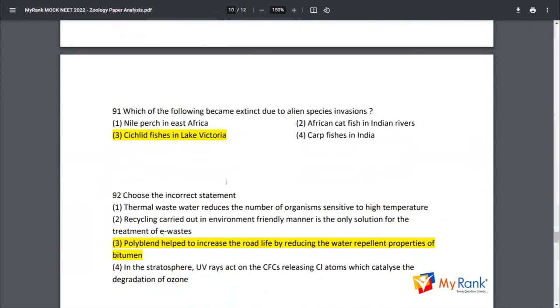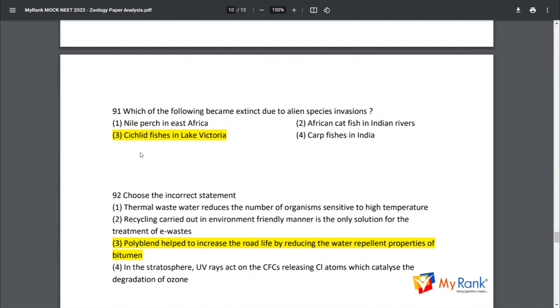Next comes question number 91. Which of the following became extinct due to alien species invasions? So first option is Nile perch in East Africa, which is an incorrect statement. Nile perch itself is an alien species in the East African region. African catfishes in Indian rivers. Again, African catfishes itself are alien species, so they are not correct answers. Option 3, cichlid fishes in Lake Victoria. Now, this is the correct answer.